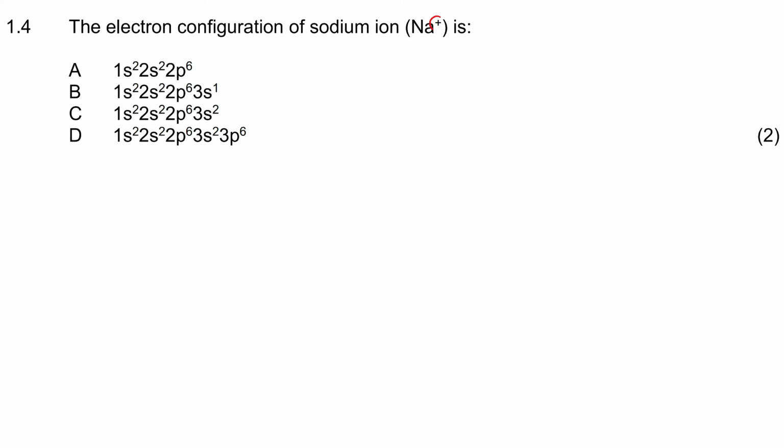The electron configuration of a sodium ion. Okay, don't worry about the fact that it's an ion for now. Remember, an ion is something that has a positive or negative charge. Just ignore that, and let's do the electron configuration of a normal sodium.